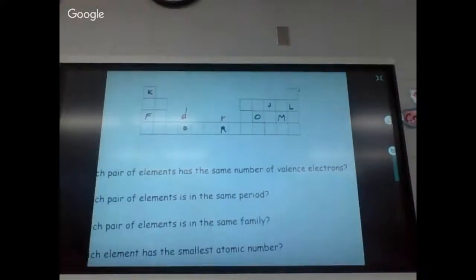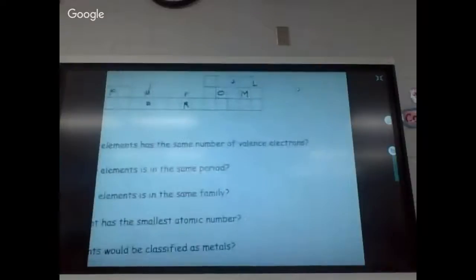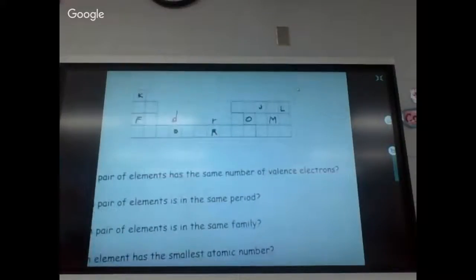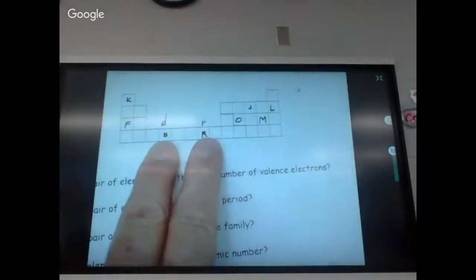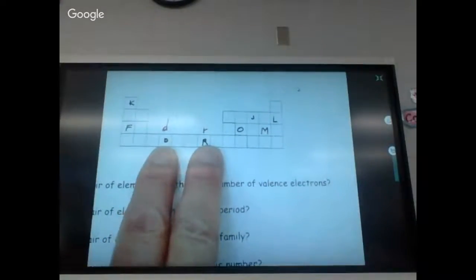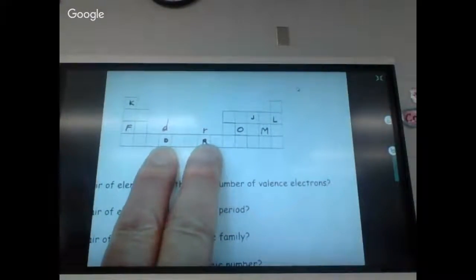All right, so we look at the first one. What do you look for to be in the same period? Who fits the same period? All right, I got Bree doing this number. Okay, so give me an answer for number 2 that you pick, charisma. D and R are correct. Okay, D and R are in the same period. That is correct.